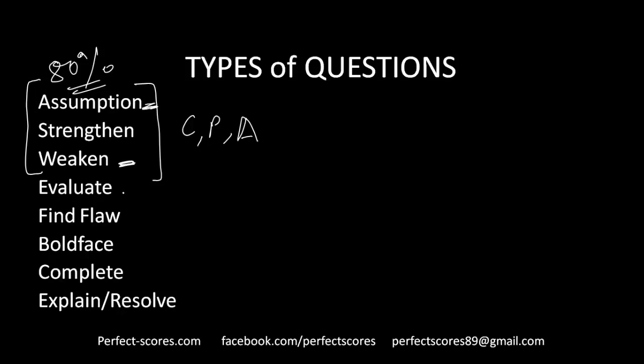Evaluate an argument. So that is basically on how to find out whether the argument is a strong one or a weak one. Then you have to find the flaw in the reasoning of the argument. Basically, that's a weakening question. Bold-faced questions. That means 2 parts of an argument will be written in bold, and you have to tell what part they play, or why they are bold, and what the functions of those 2 parts are with respect to one another. The next question type that you may face is how to complete an incomplete argument, and then you may have questions on explaining an argument or resolving a problem that is given in the argument. So these are the basic types of questions that you will get in critical reasoning.